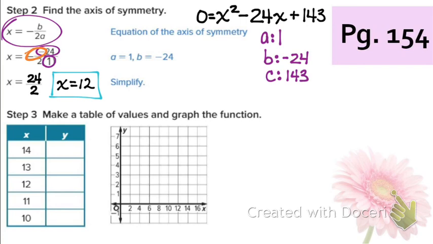We're going to do this. Go to 12 on the x-axis. We're going to put in our axis of symmetry here. That's going to cut that parabola in half. X equals 12. That goes right in the center of my table here.